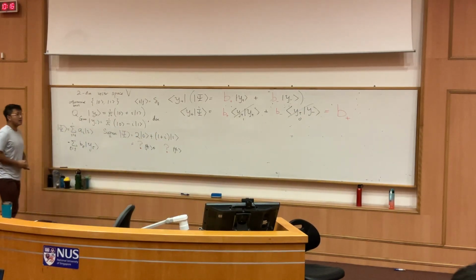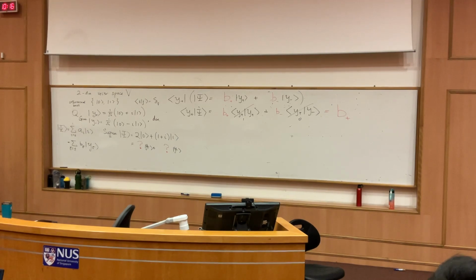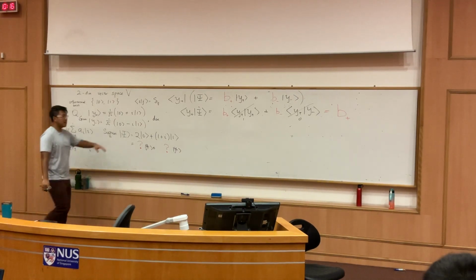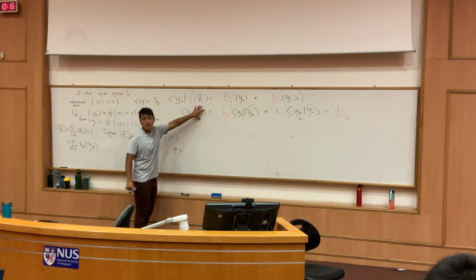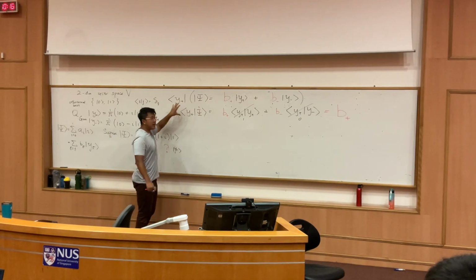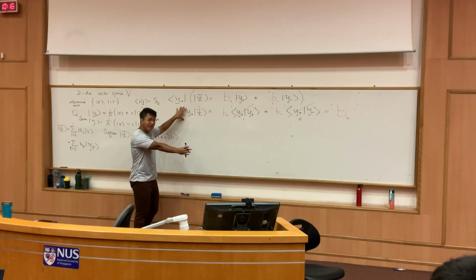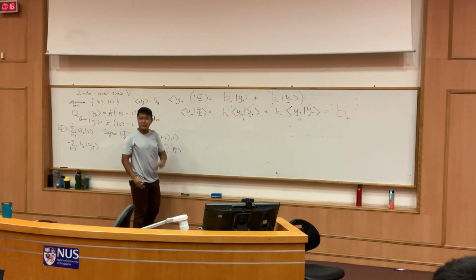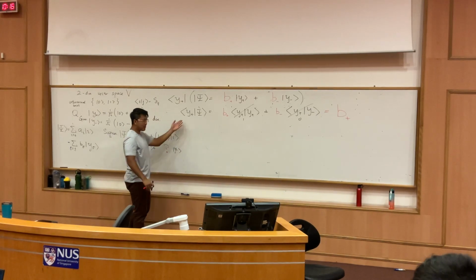So what does it mean? It means that I can calculate this coefficient b plus simply by taking the overlap of the basis vector y plus with the state psi. Okay? And this should not be unfamiliar, because what this left hand side is saying is that if you have a vector, you're just finding the component along this direction. That's literally what b plus means, right? How much weight is there along that direction? Okay, let's do a calculation then.